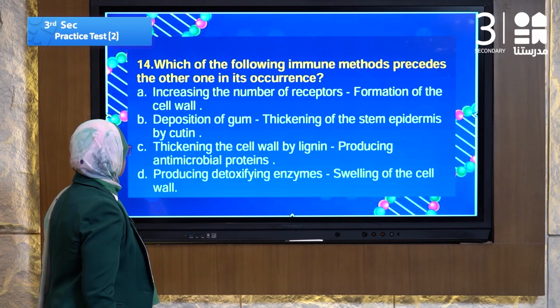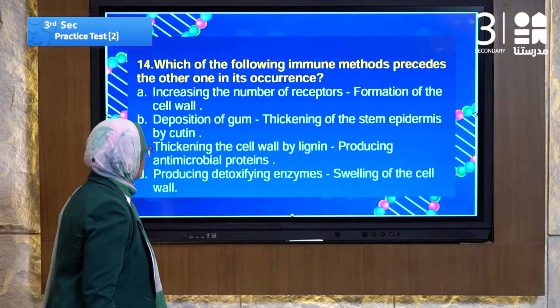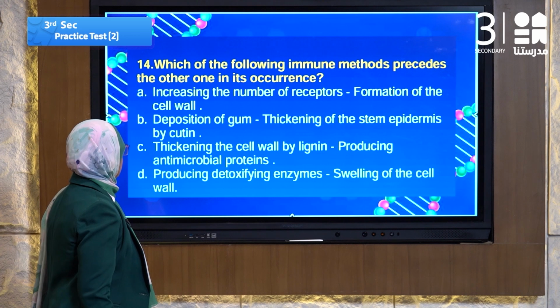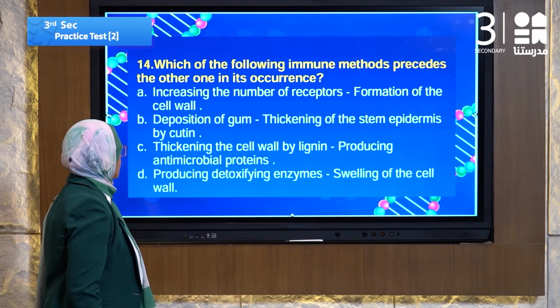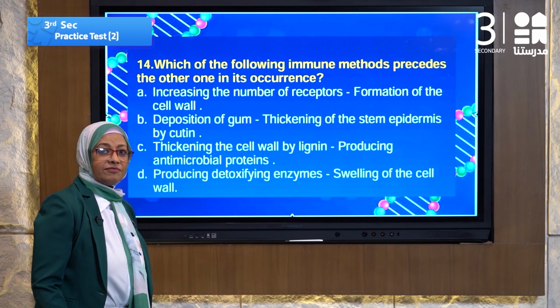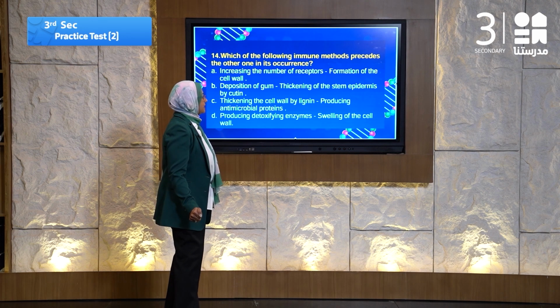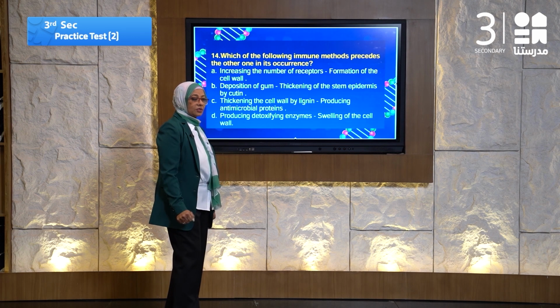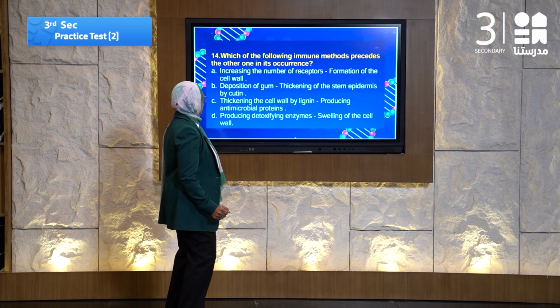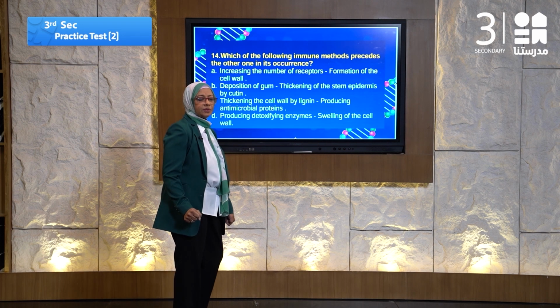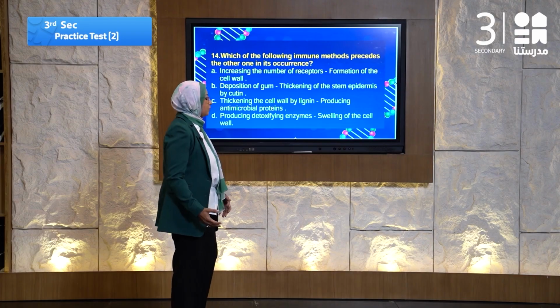C, thickening the cell wall by lignin, and the other one is producing antimicrobial protein. Which of them comes first? Thickening of the cell wall by lignin comes first, not producing antimicrobial protein. The antimicrobial protein comes second.